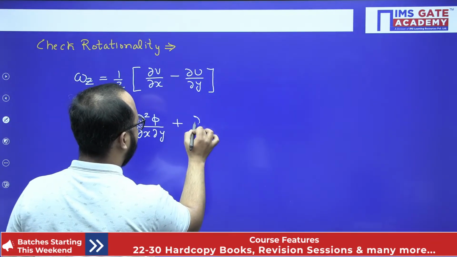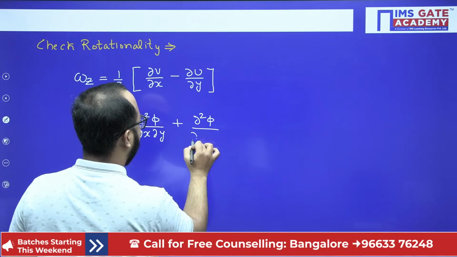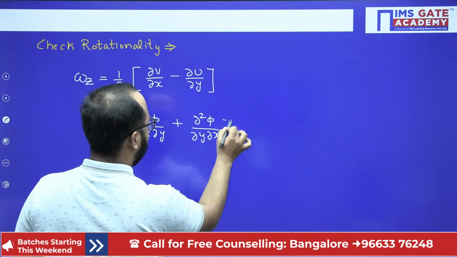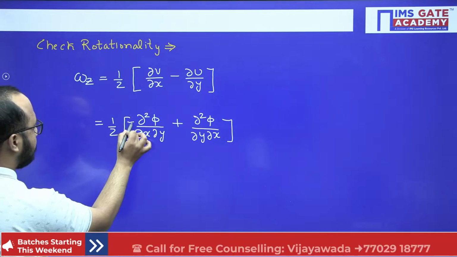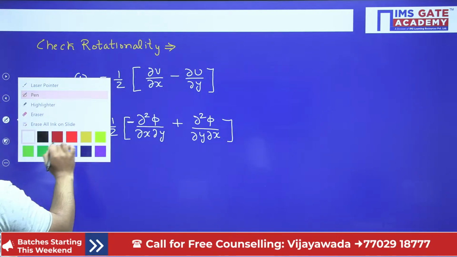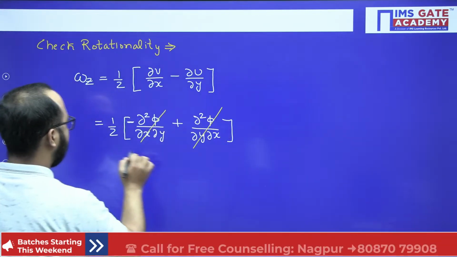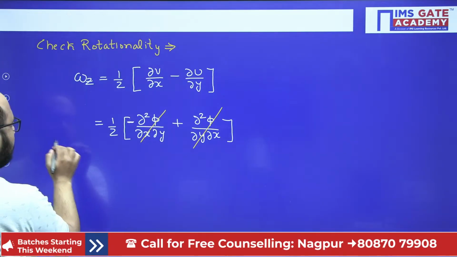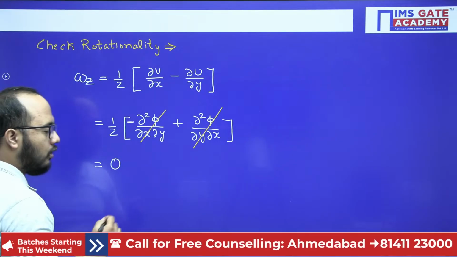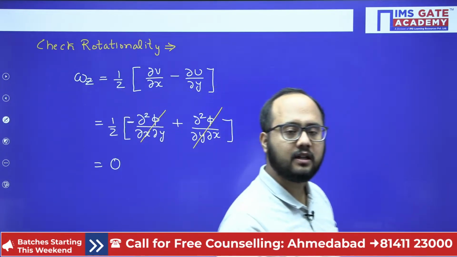And here it will be plus. So automatically the plus minus sign is there, so it will get cancelled out because both the terms are the same. This will get cancelled out. Finally, you are getting 0. So automatically the omega z value is coming out to be 0.